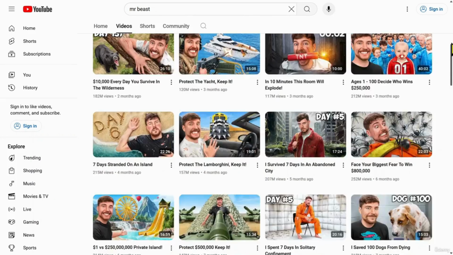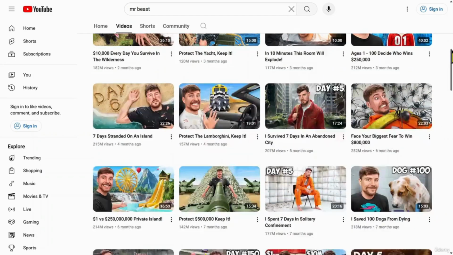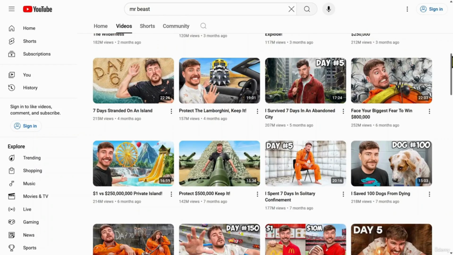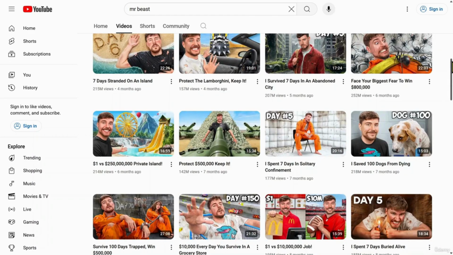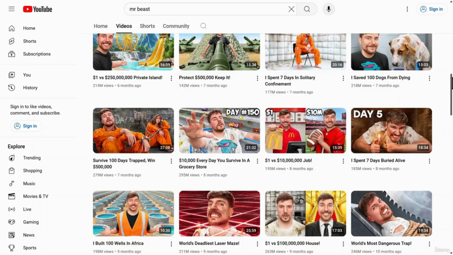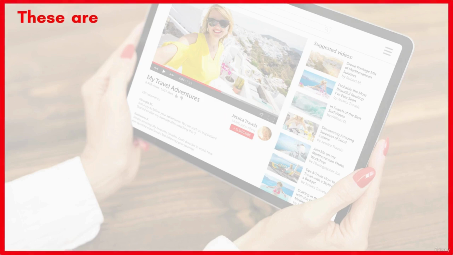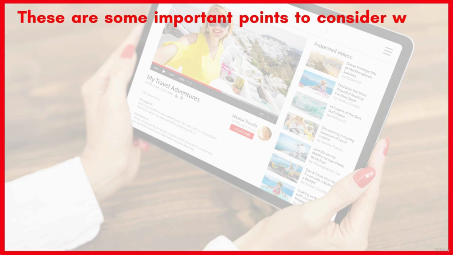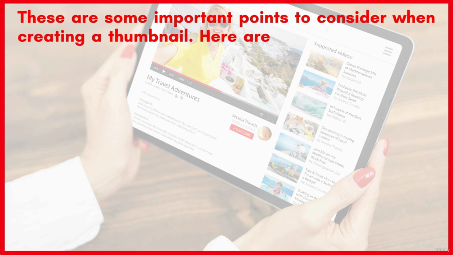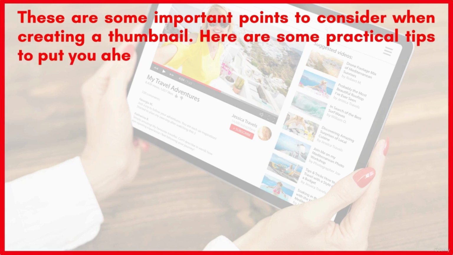Popular YouTube channels spend considerable time, effort, and money in thumbnail generation. Mr. Beast, for example, tends to pay on average around $10,000 to $20,000 per thumbnail for his videos, and even generates multiple thumbnail variations for each uploaded video. These are some important points to consider when creating a thumbnail. Here are some practical tips to put you ahead of the crowd.